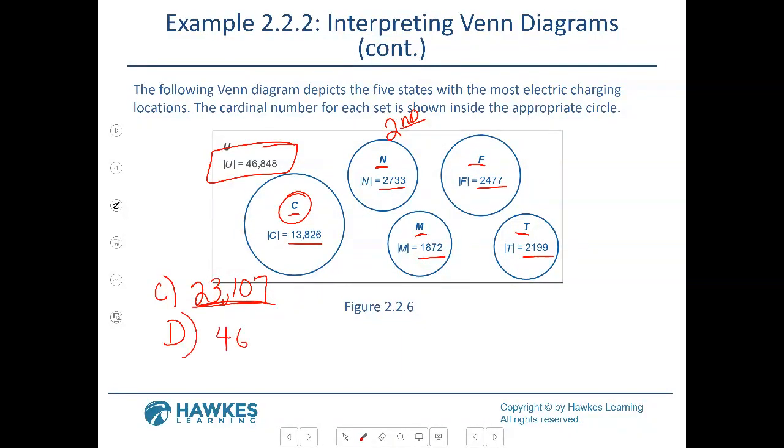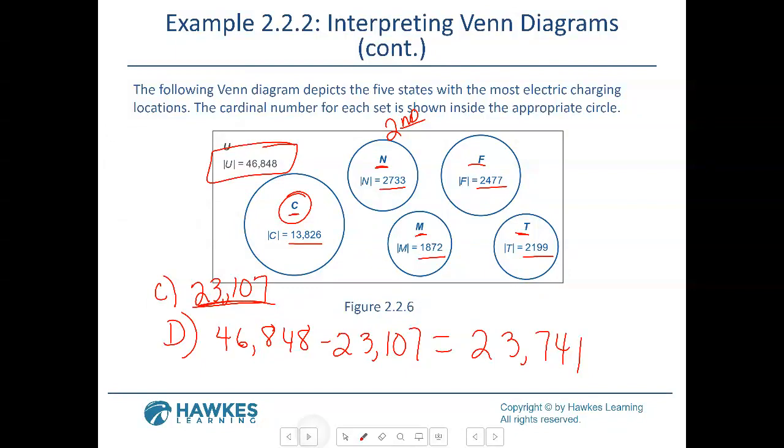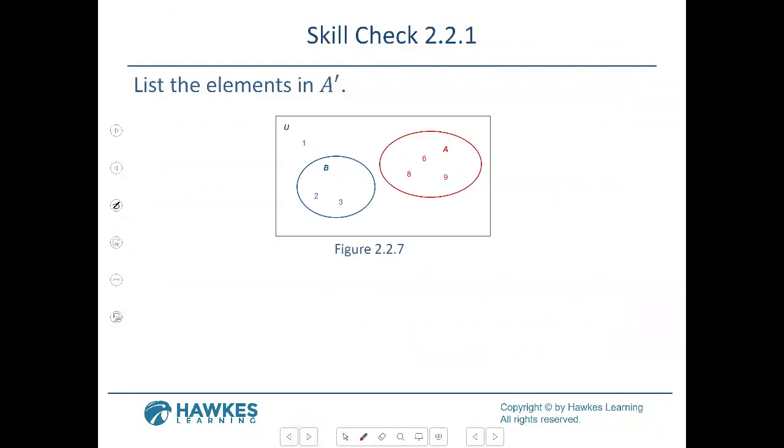So this would be 46,848 minus 23,107. That will give you a final answer of 23,741. That is how many charging stations are in the US but are not in one of those 5 locations. And these are the questions I just answered.